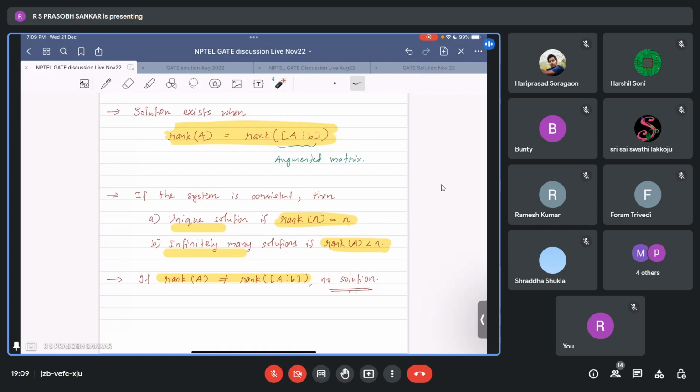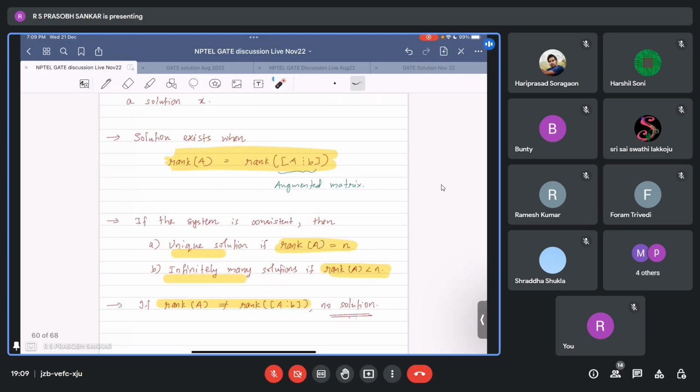So only these three possibilities are there. You will never have a case where you have exactly two solutions or exactly three solutions. Either we have one solution, or infinitely many solutions, or no solution at all. These are the only three possibilities. So these are the backgrounds required regarding systems of linear equations.